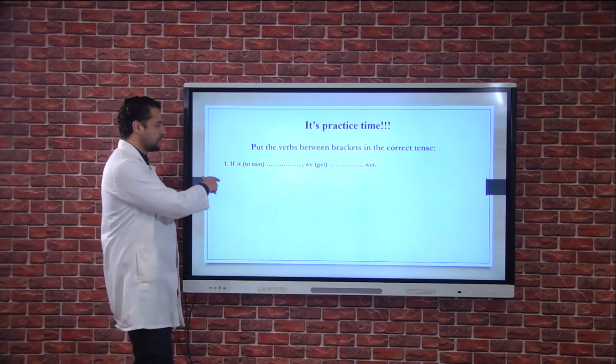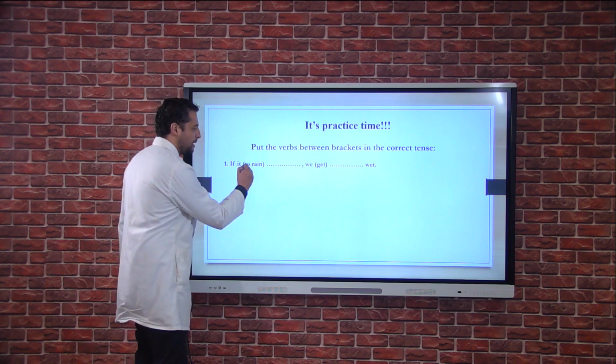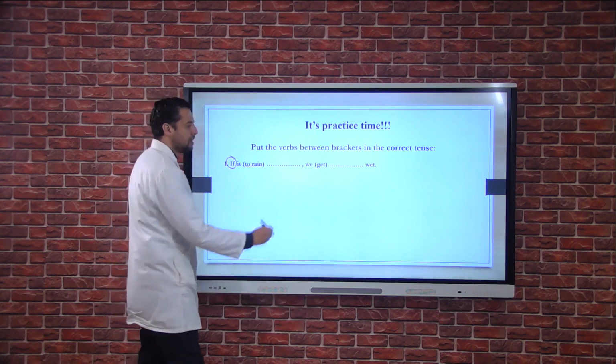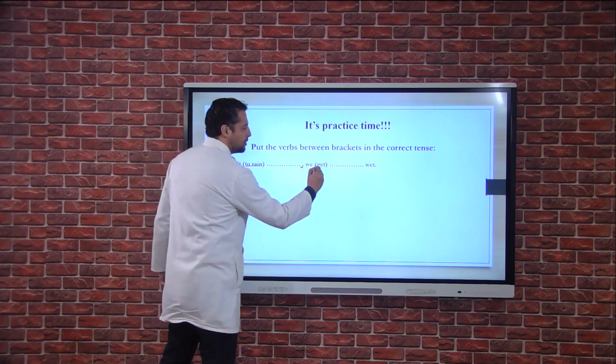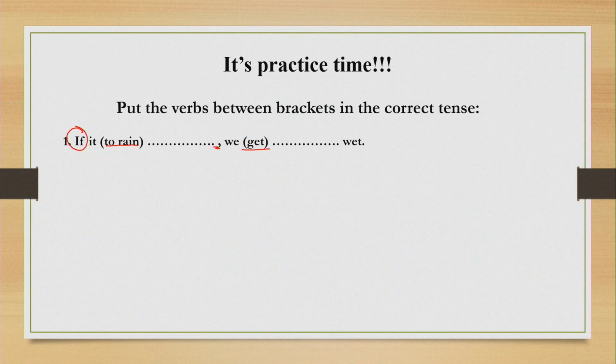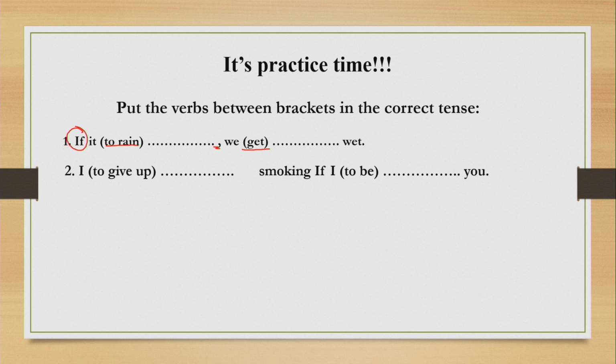We have here: if it to rain. Verb number 1 is rain, and be careful concerning the if clause here. Then we have a comma, and the second verb is get. This is example number 1. Number 2, I to give up smoking, if I to be you.